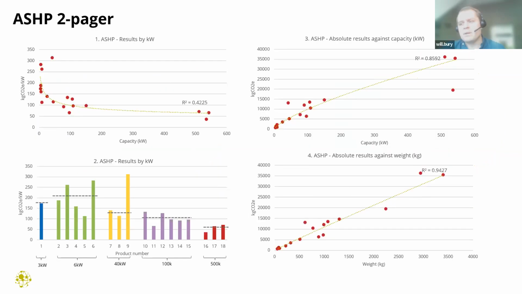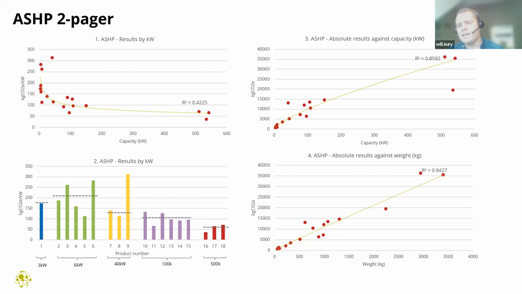Next slide, sorry. We also produce these graphs, which are a nice visual representation of how the embodied carbon of different products maps across their capacity and also across their weight. The graph in the bottom right shows quite a nice linear, straight line relationship between the weight of a product and the embodied carbon.